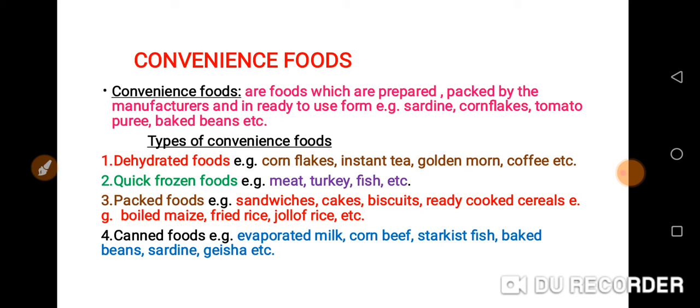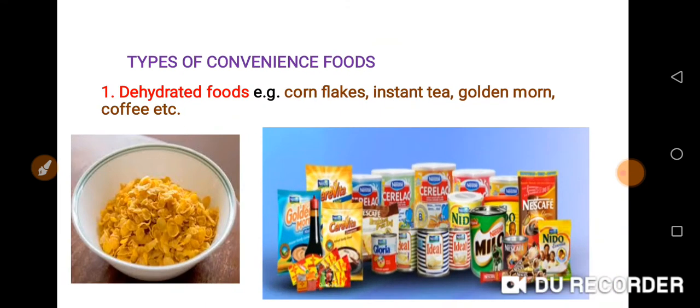Now, what are the types of convenience foods? We have dehydrated foods, quick frozen foods, packed foods, canned foods. These are the types of convenience foods, as you can see from the pictures on the screen.